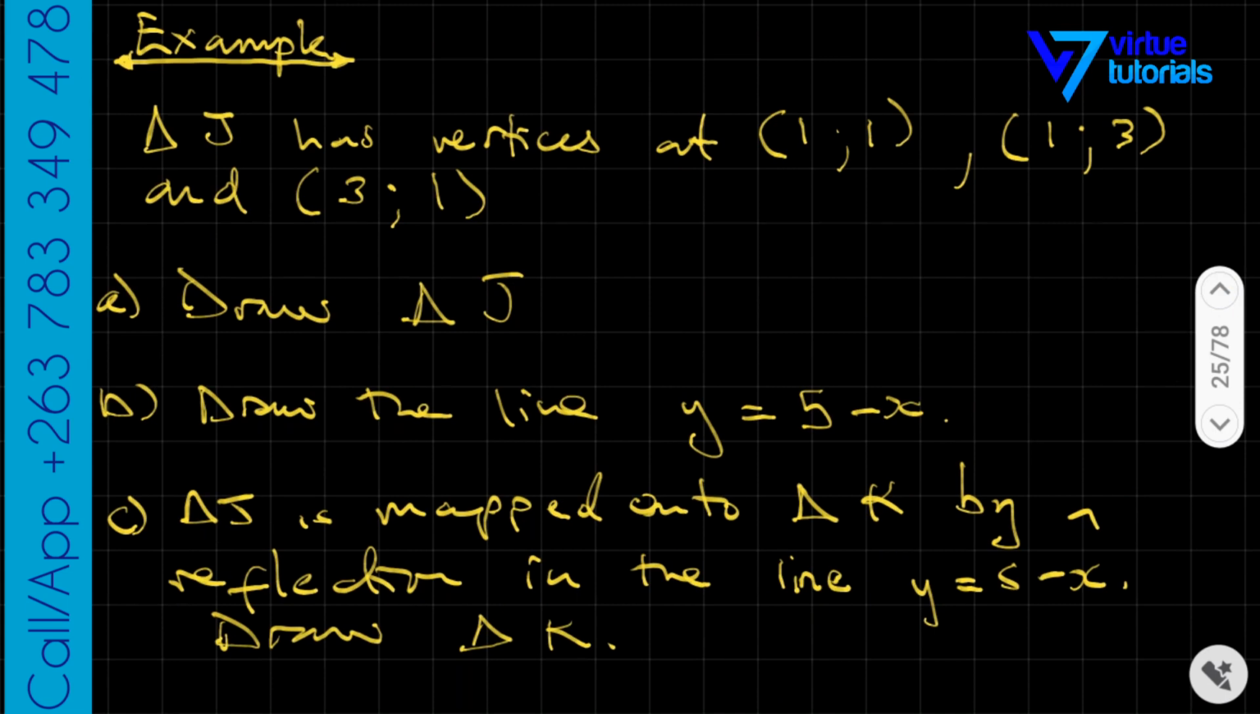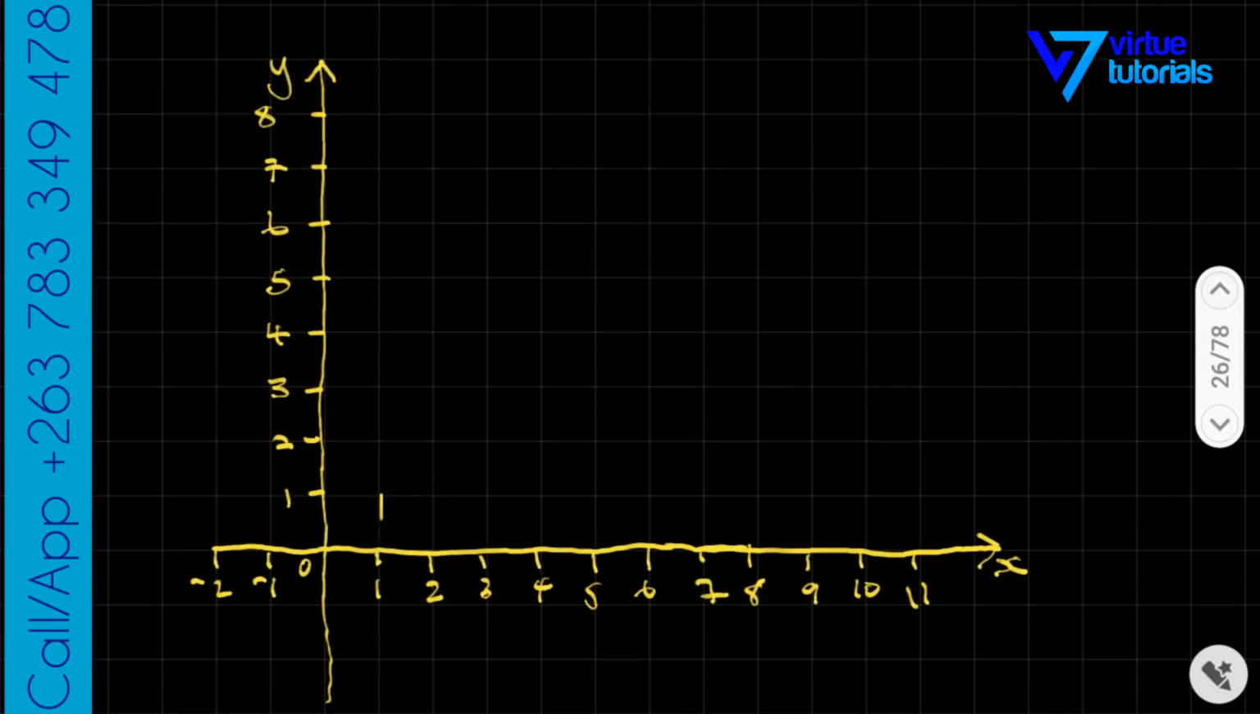Okay, here's another one. Triangle J has vertices at (1, 1), (1, 3), and (3, 1). Draw triangle J. So let's do that. (1, 1), (1, 3), and (3, 1). There's our triangle J. Sure, we can move a little bit faster now.